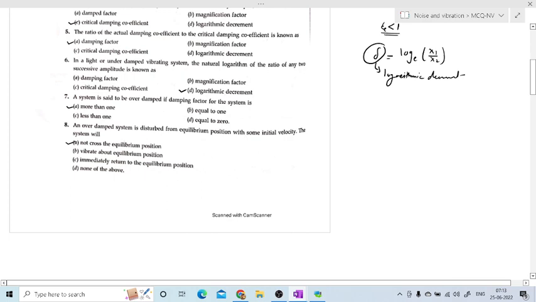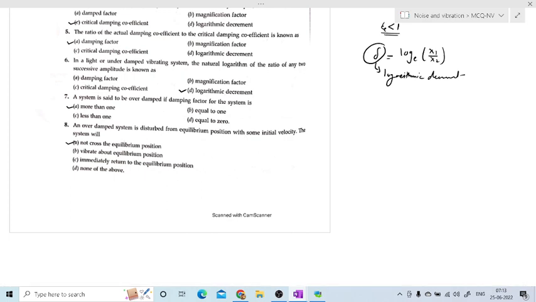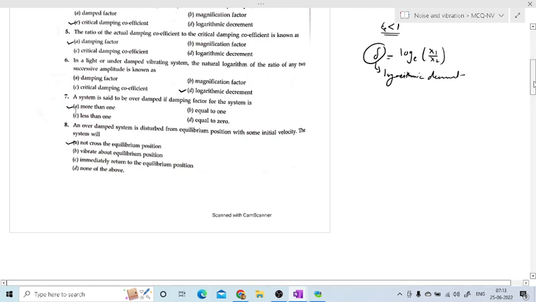Okay. If you read the B, C, D, then you will get B is vibrate about the equilibrium position. There is no vibration. It will displace and come to equilibrium. C is immediately return to equilibrium position. No. In critical damping, it will immediately come to equilibrium position. In overdamped system, it is actually a sluggish response, so it will take a longer time. Okay. So the answer is A.